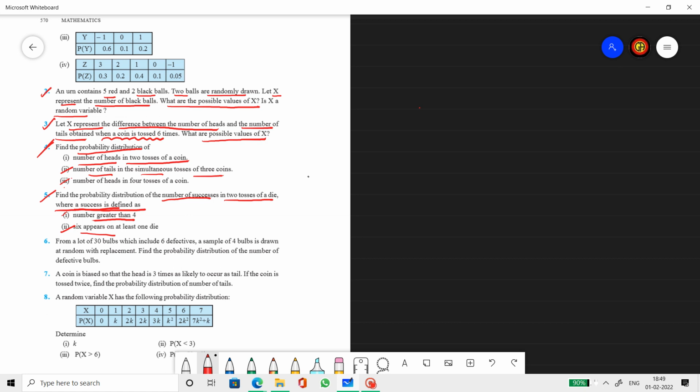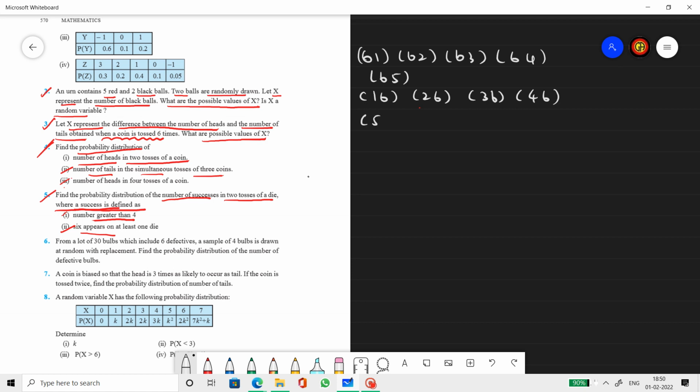So let me do the normal way. Success is getting 6 at least once. So that means 6,1; 6,2; 6,3; 6,4; 6,5; 1,6; 2,6; 3,6; 4,6; 5,6 are all the outcomes in which we get 6 once. And then 6,6 is an outcome where we get 6 twice. So getting a 6 at least once is considered as a success. So probability of success is 11 out of 36.